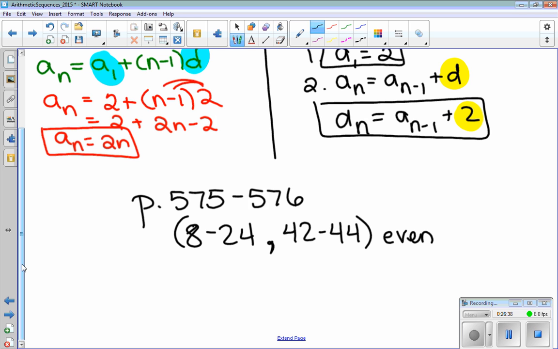Okay? So that's your homework there. You can take a picture of it if you need to. I'll also text it to you and put it on School Fusion.